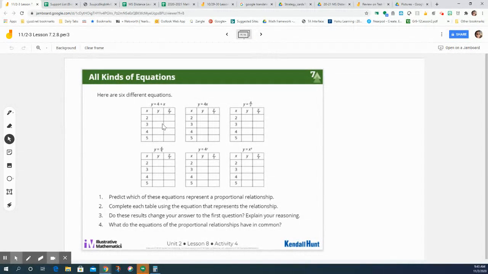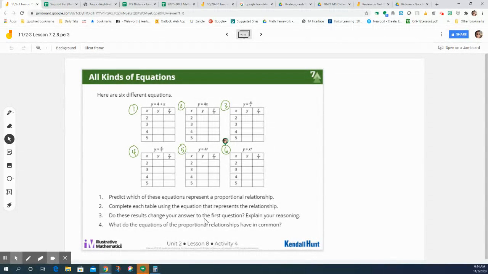So the next thing I want you to do is in your books, we're going to talk about all kinds of equations on page 131. This is a time to decide which ones of these are proportional. We're going to use substitution every single time. I'm going to number them just so you can follow along: 1, 2, 3, 4, 5, and 6.